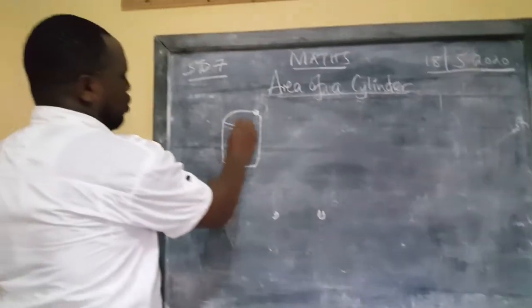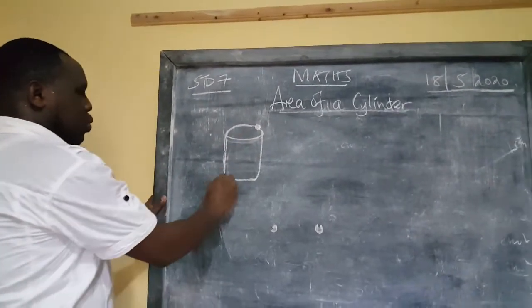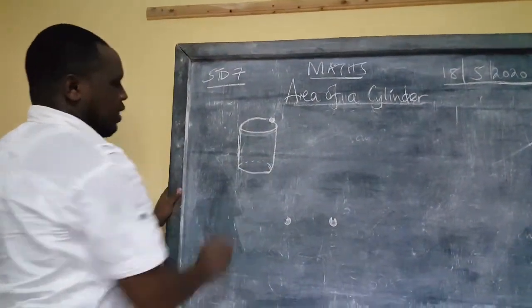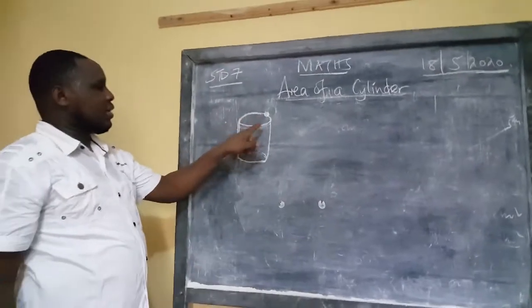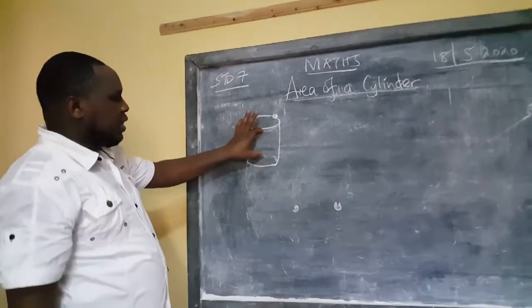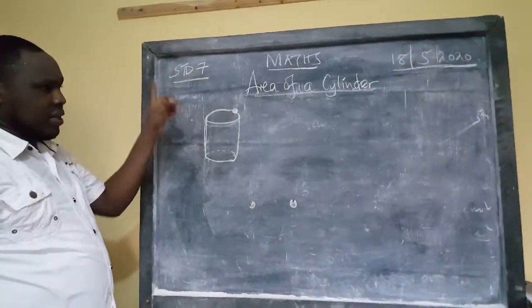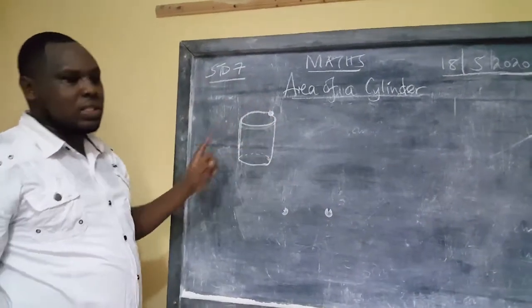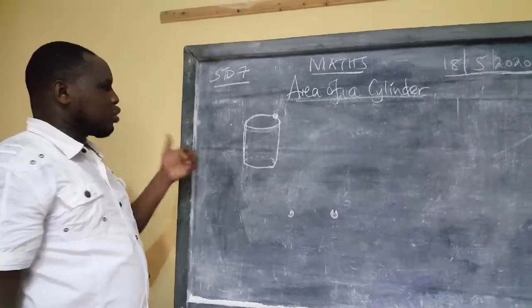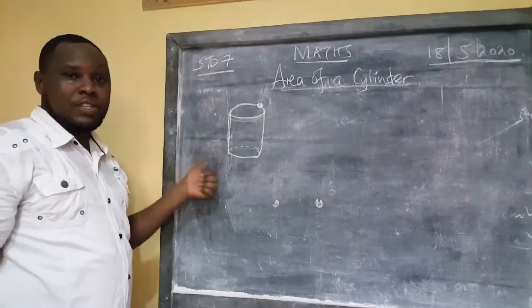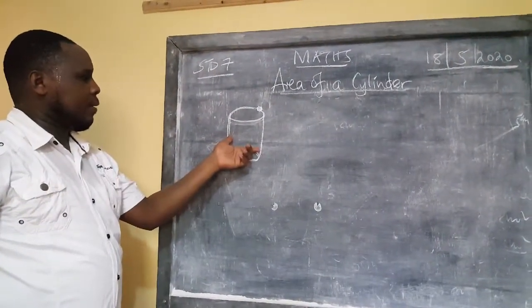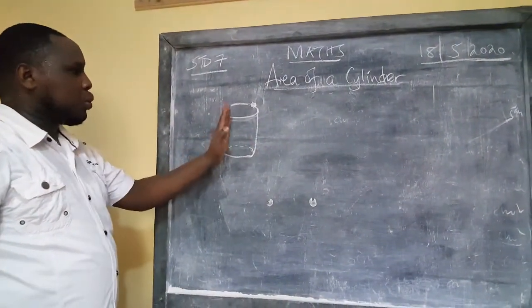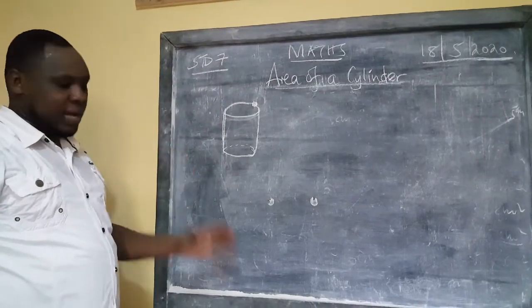Our cylinder is going to appear like that, whereby there are 2 circular parts, this part and this, then the curved surface, the center part which is curved. So for us to be able to understand how to get the total surface area of this particular cylinder, we are going to separate this cylinder the way I've said.